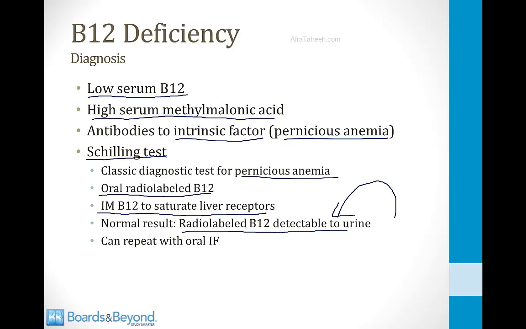If the radio-labeled B12 does not appear in the urine, you can then repeat the test by giving oral intrinsic factor and see if this corrects the problem. If it does, it means they have pernicious anemia and they're deficient in intrinsic factor.